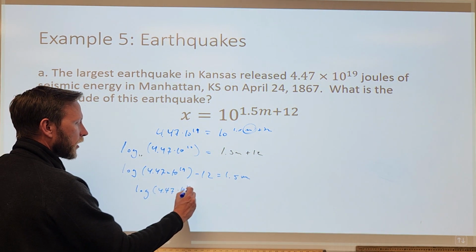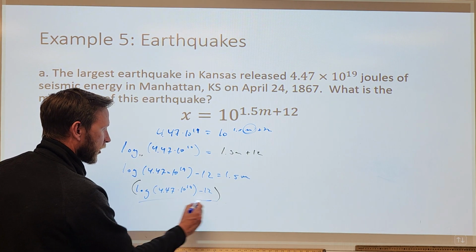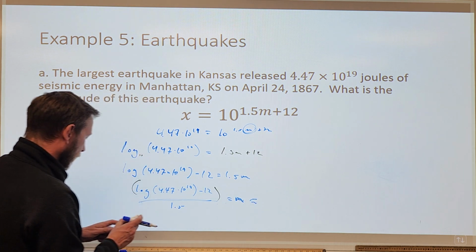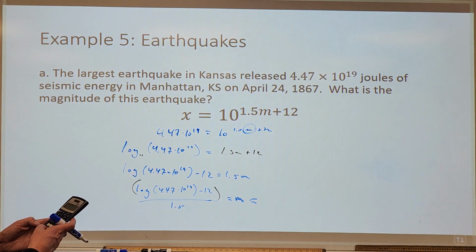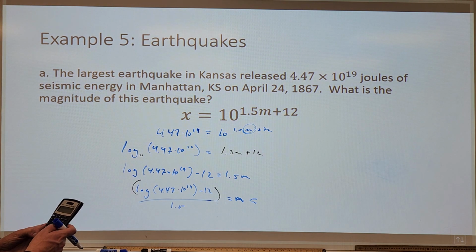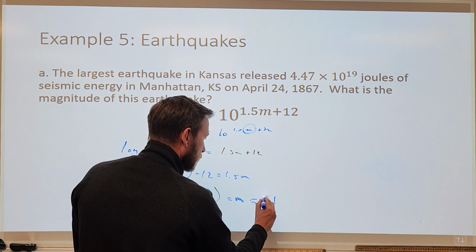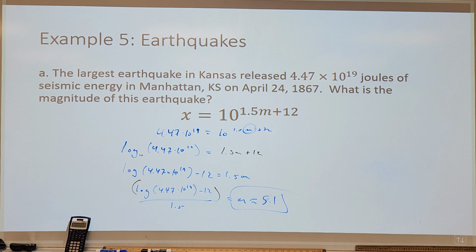We have to be very attentive to using our parentheses if we're using our calculators, so that when I divide by 1.5, I will get m by itself. And so we can approximate that. Sorry for the handwriting there. Parentheses on the outside, the log of 4.47 times 10 to the 19th, close parentheses, minus 12, close parentheses again, divide by 1.5. That gives you a magnitude of about 5.1. So that is our magnitude. That's a 5.1. Usually they say on the Richter scale or whatever. Maybe there's a different scale now.